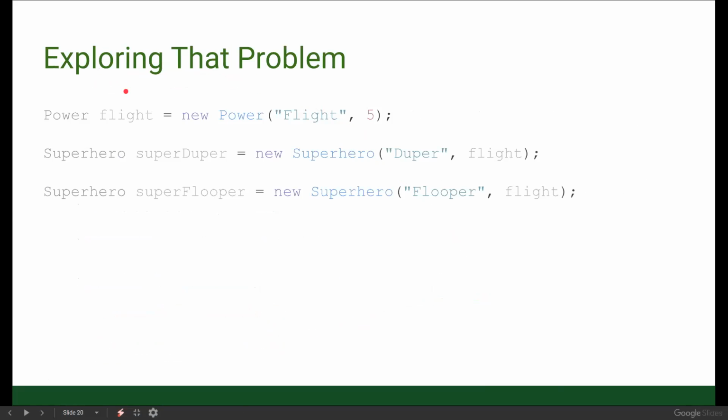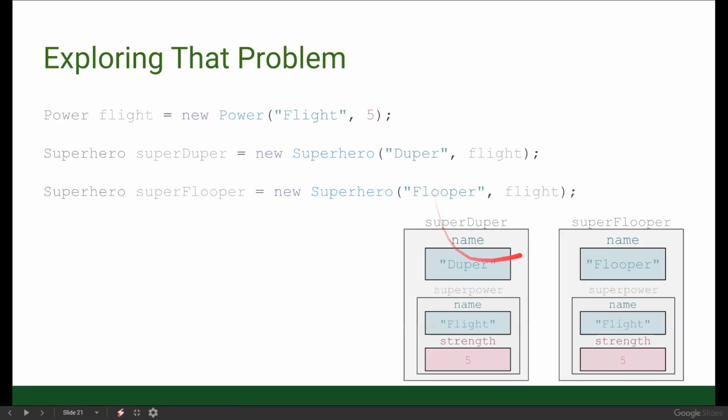So if I create a power object and call it flight, I'm going to create a new power. The power's name is flight. The power's strength is 5. Perfect. We have a flight power. And I can create two superheroes. I can create Super Duper. It's a new superhero with the name Duper and the power of flight. And I have the superhero Super Flooper, also a new superhero with the name Flooper. He also has the power of flight.